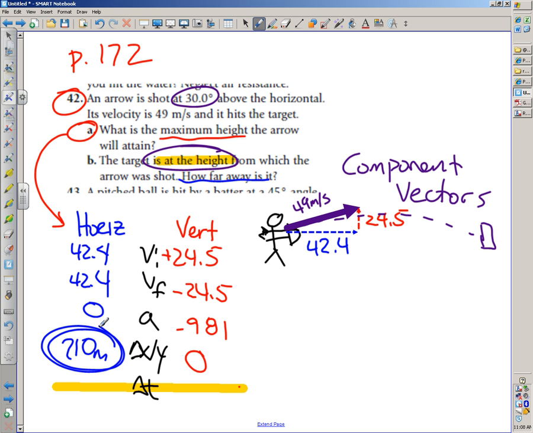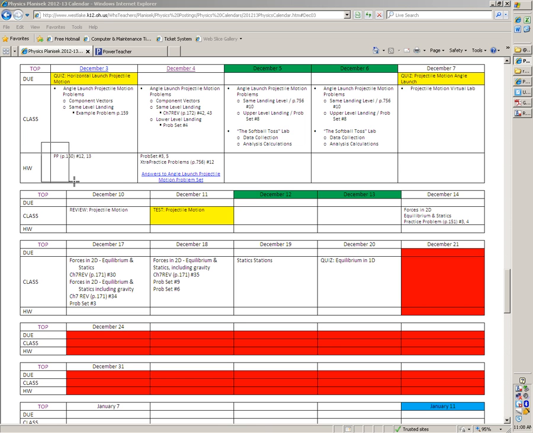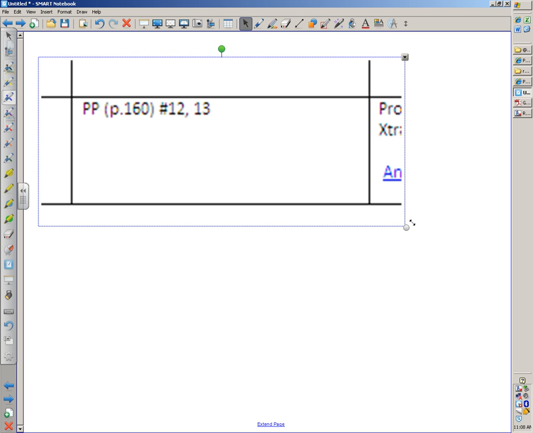So, two things. For tonight, it was actually homework from last night, but we didn't get very far on it. On page 160 of your book, there is a section called Practice Problems. Number 12 and number 13 are very similar to the problems that we did in class. Because it's in a practice problems section of your book, the answers are in the back of the book. So you can check out what the answers are. So homework tonight, page 160, number 12 and 13. We'll change it up tomorrow.